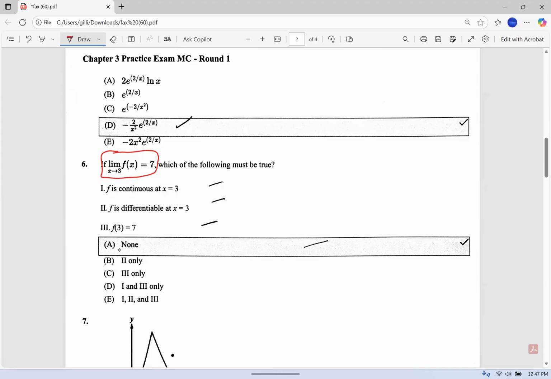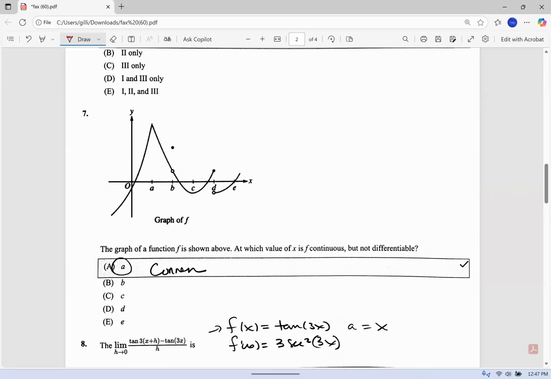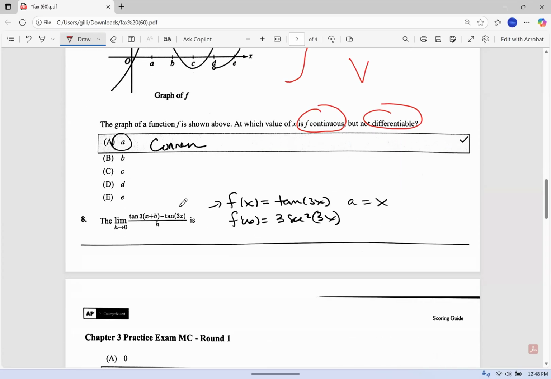So we know that the left-hand limit equals the right-hand limit, but that's not enough to guarantee continuity. A limit existing does not imply continuity, and it certainly does not imply differentiability. So we don't know for sure that any of those are true. In number 7, the function has to be continuous but not differentiable, and the only place that can happen is where there either is a vertical tangent, where the segments get very vertical, or where there's a corner point, and that's happening at A, because the function is continuous at A, but not differentiable there.